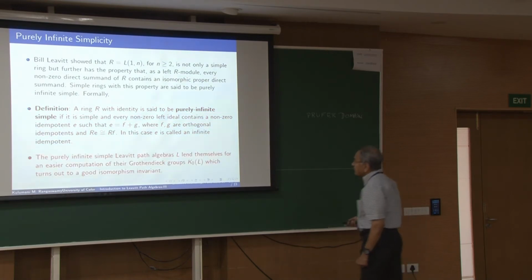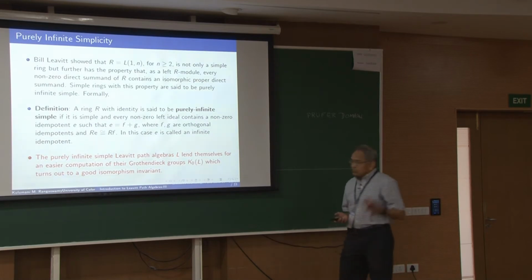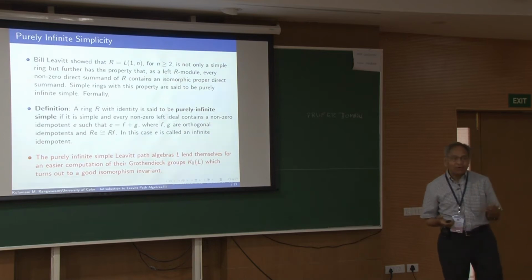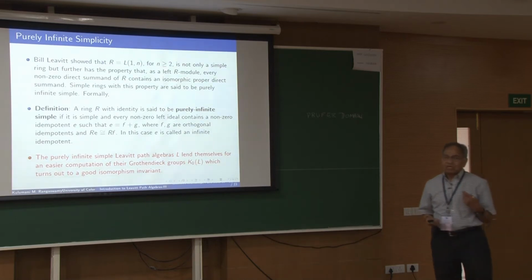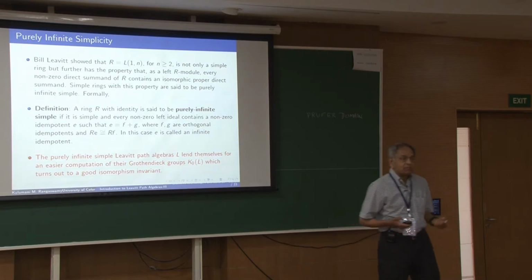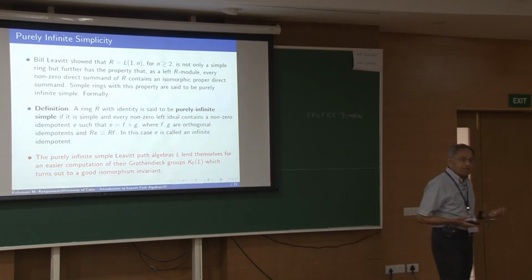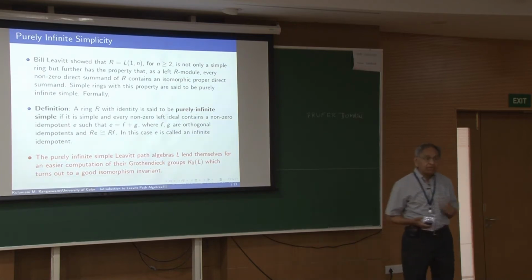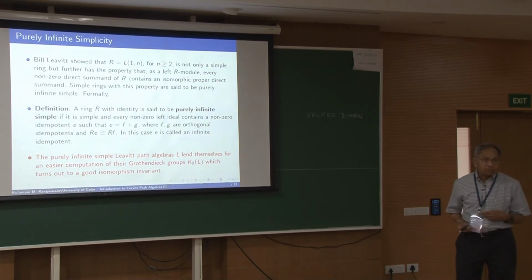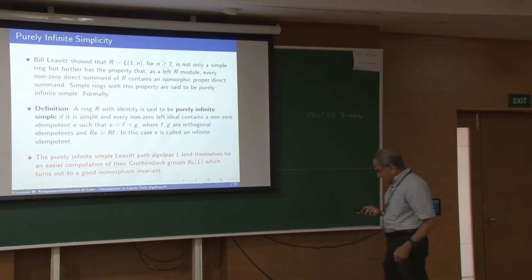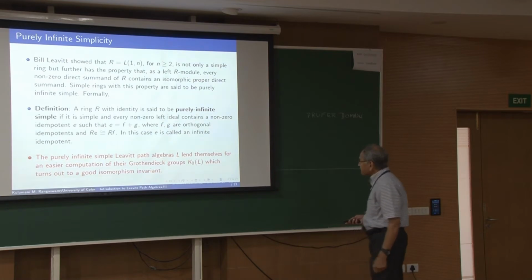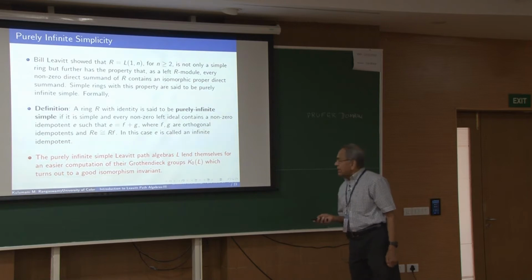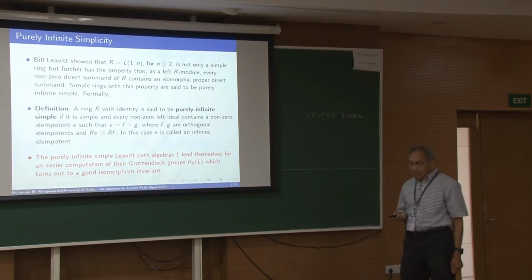And the purely infinite simple algebras are the ones, in the first attempt, that you always want to classify. One of the important fundamental problems when you start to study an algebra is how to classify it up to isomorphism. And purely infinite simple path algebras, under some consideration, are amenable to such a classification. So they turn out to be an important class of path algebras here. And the Grothendieck groups can be computed easier, and they turn out to be a good isomorphic invariant.